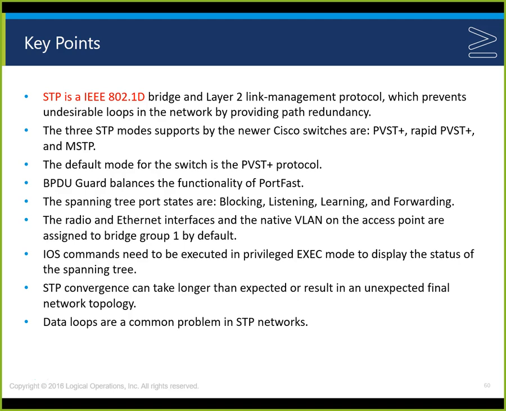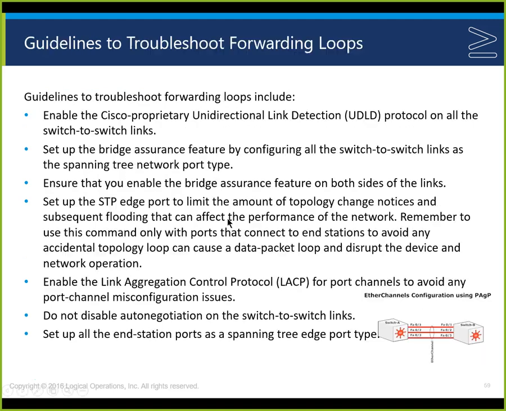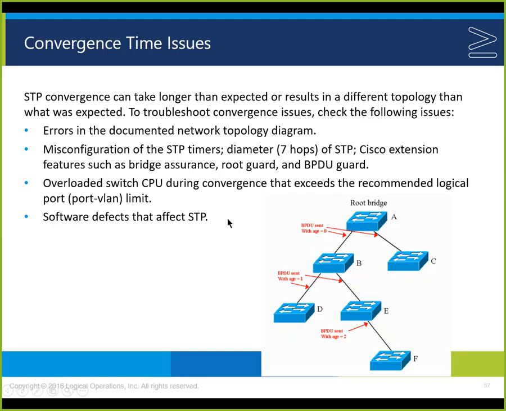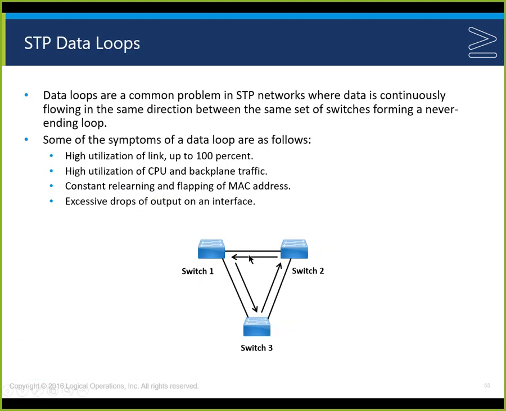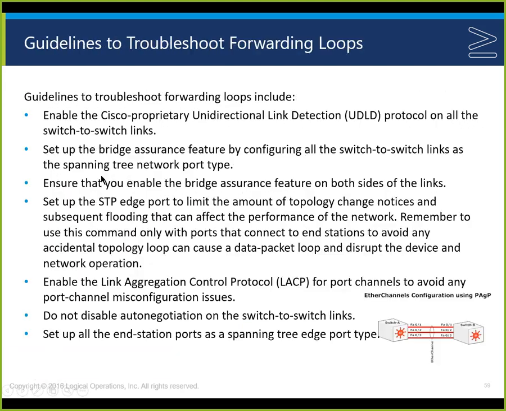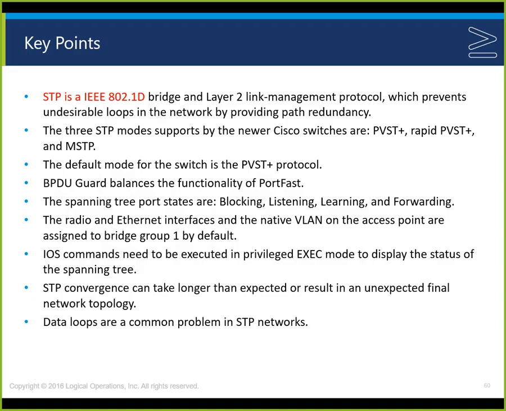Data loops are a common problem in STP networks. And the data loops that they were talking about was here. If we have data loops, and hopefully when we have STP configured, we won't have data loops. We're going to have high utilization, and really the network, or at least our network, got totally shut down whenever we had our little loop.